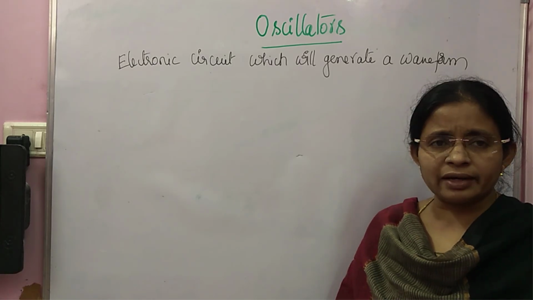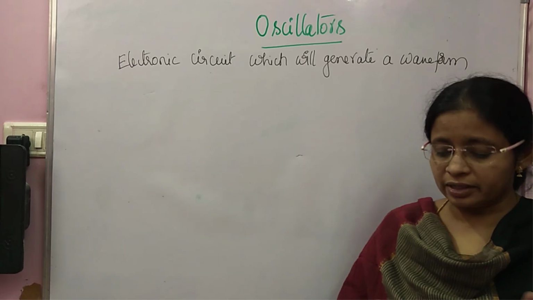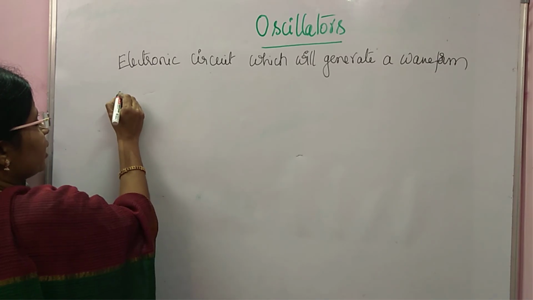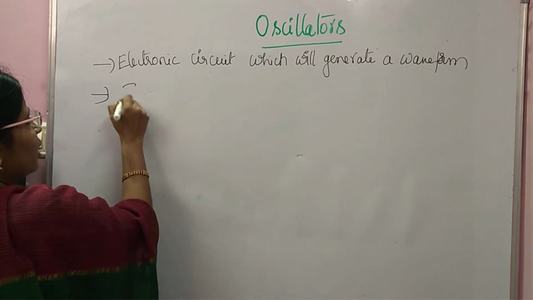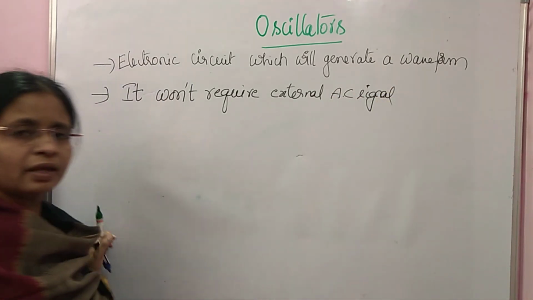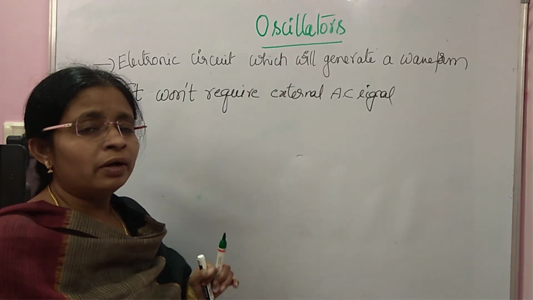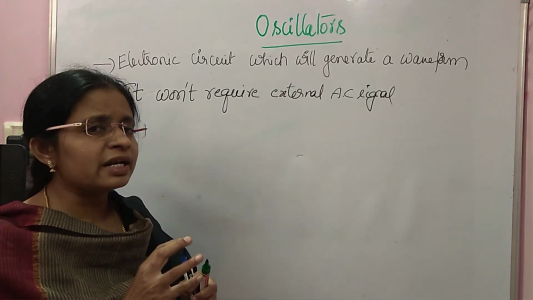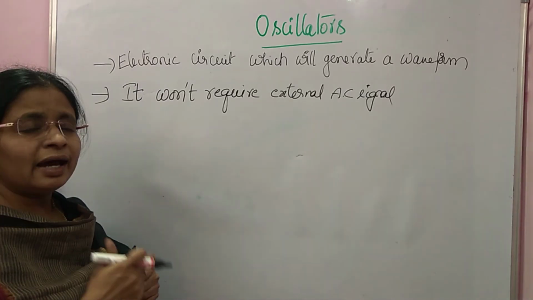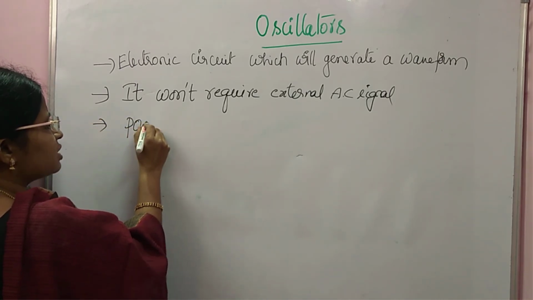That is the concept of amplification. But in the case of an oscillator, it produces a waveform. It won't require any AC input signal. The next point is, it won't require an external AC signal, meaning without taking an AC signal, it will generate a waveform. How does it generate? That oscillator circuit will generate the waveform by taking the DC supply. Another important point: an oscillator uses positive feedback.